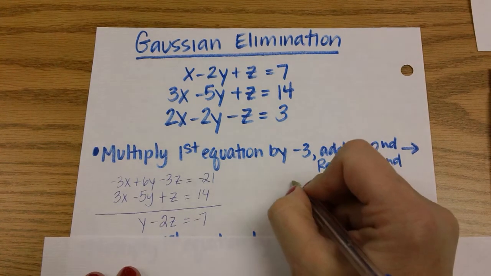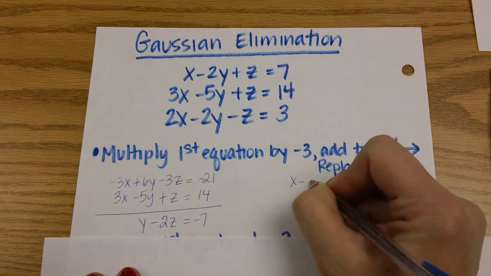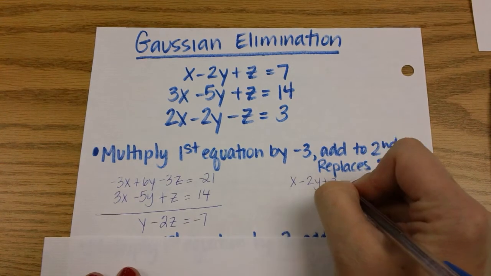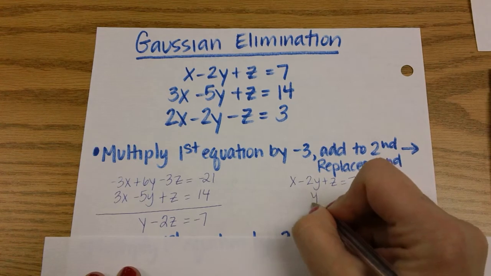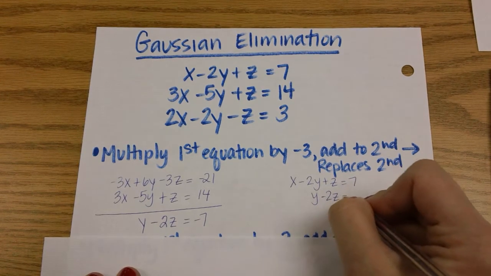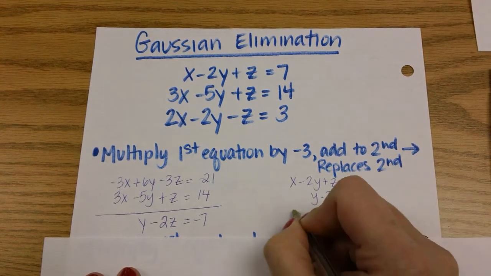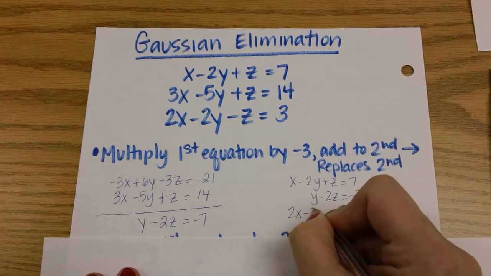Okay, so this sum here is going to replace our second equation in our system. So I'm just going to rewrite it out here to the right. x minus 2y plus z equals 7. Our second equation now becomes y minus 2z equals -7, and our third equation stays the same.